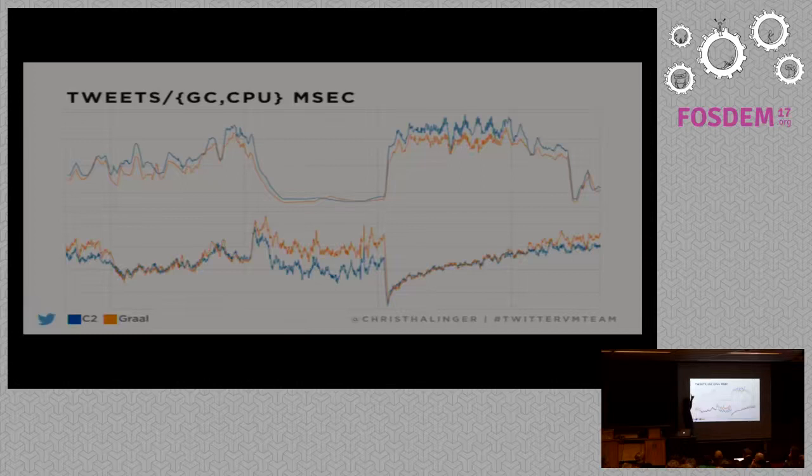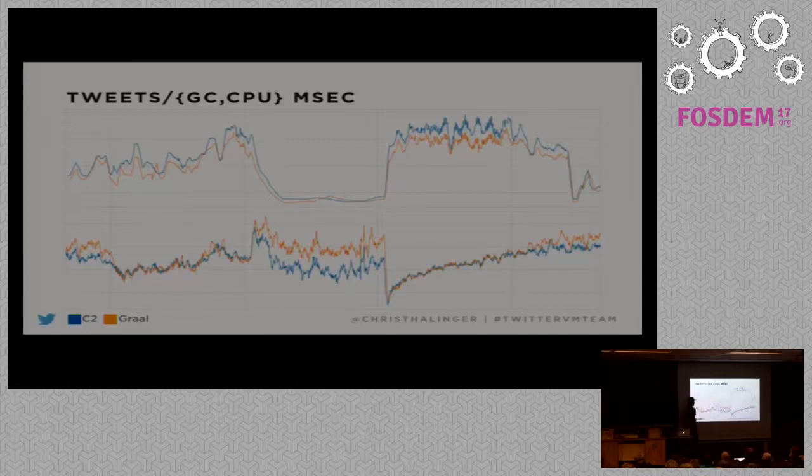This one's a pretty interesting graph. What it does is show you how many tweets per GC and CPU millisecond it can send out, basically. And so high is better here. You can see that for the GC milliseconds, C2 is basically always better. And that's because of the 20, 30% higher scavenge cycle times. But on the other hand, when you look at CPU time, you can see that Graal, especially when the load is low, is better.